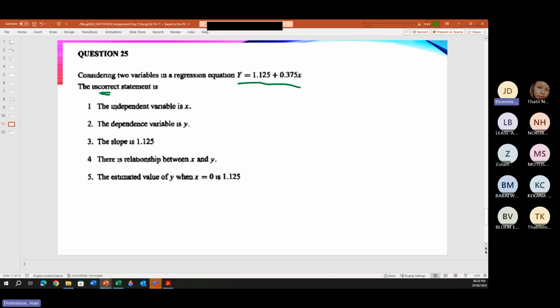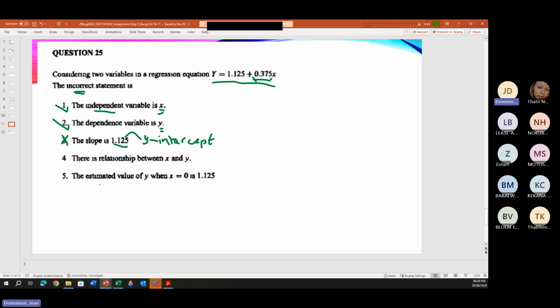So firstly, x is always independent, so we're happy with that. The dependent is y, happy with that. Slope, okay, we know that is the slope. So this is not the slope, that number is the y-intercept. Okay, so that is what is wrong, it is the y-intercept.